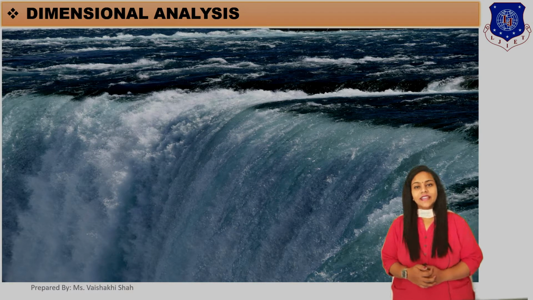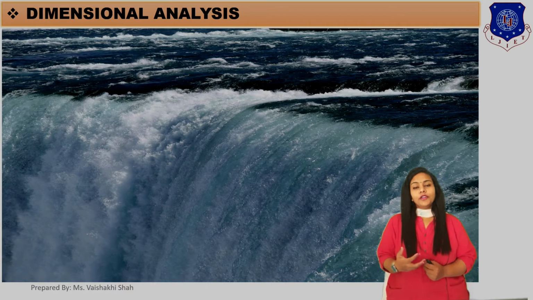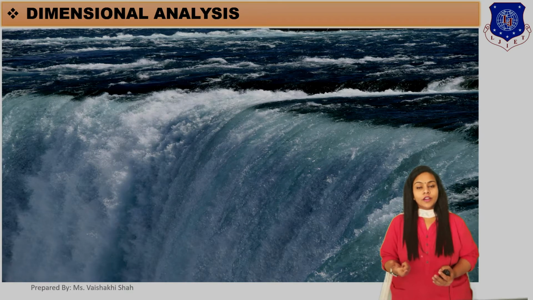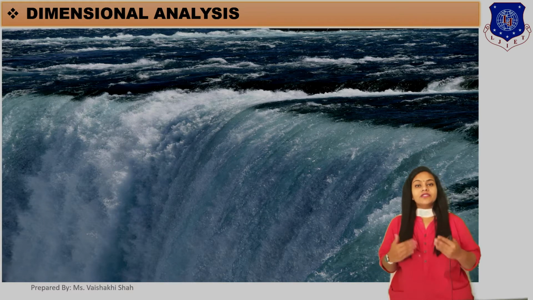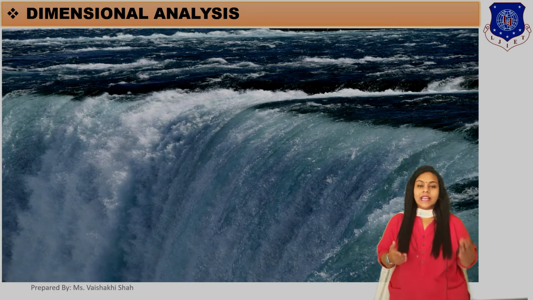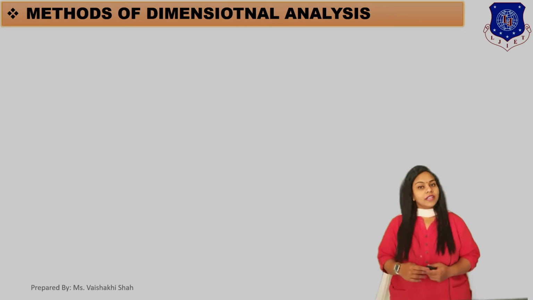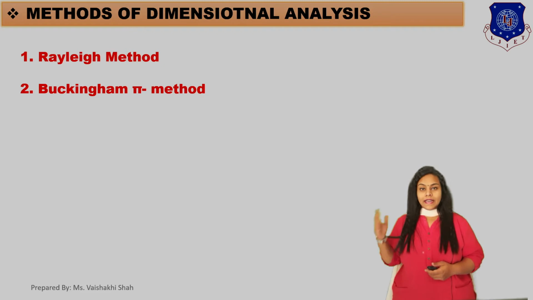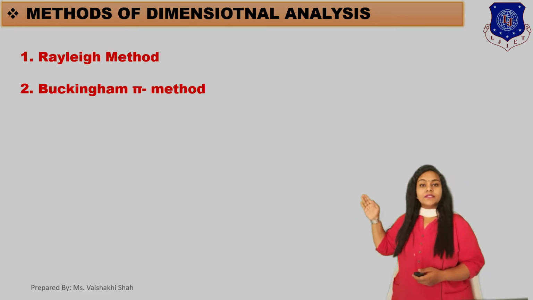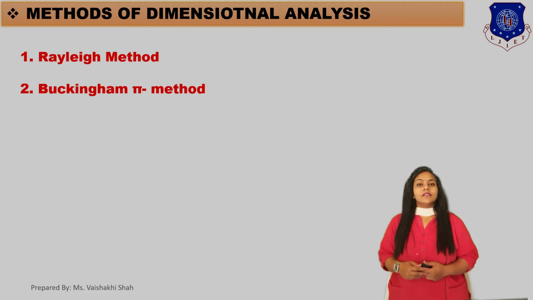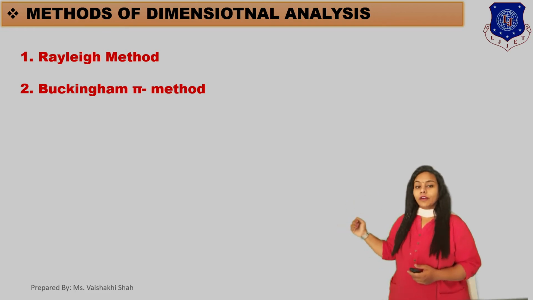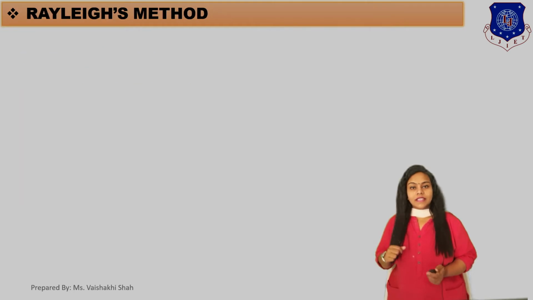In last lecture we started our module which is called dimensional analysis. Now first of all, what do you mean by dimensional analysis? Dimensional analysis is a method from which you can convert any unit to another unit. You can change any one unit into another unit, that we discussed in our last lecture. Now there are two methods for dimensional analysis: first is Rayleigh method, second is Buckingham pi theorem method. In today's lecture we will discuss Rayleigh method for dimensional analysis. So let's start with Rayleigh method.